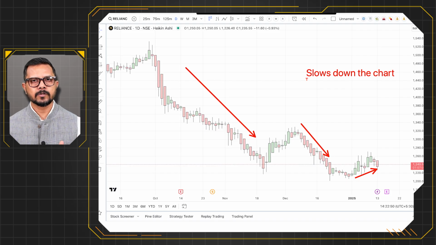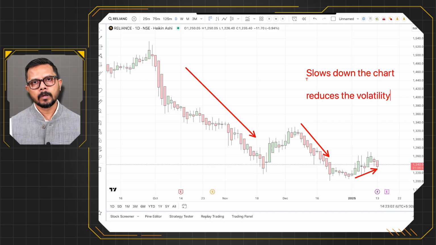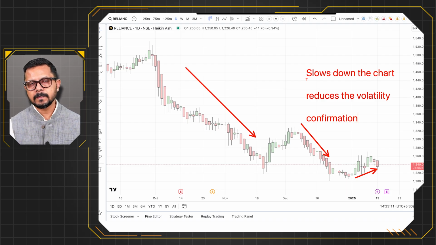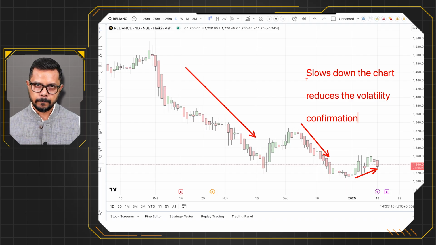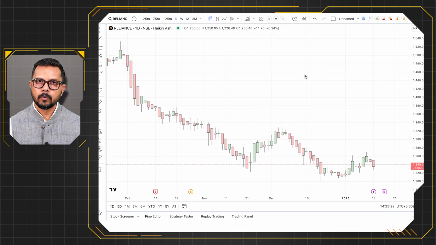In other words, it reduces the choppiness, it reduces the volatility. So that's why I personally like Heikin Ashi and I use it aggressively as a sign of confirmation. The final confirmed decision is taken from Heikin Ashi. So it gives clarity in terms of the flow of the trend. But there are a few more advantages.